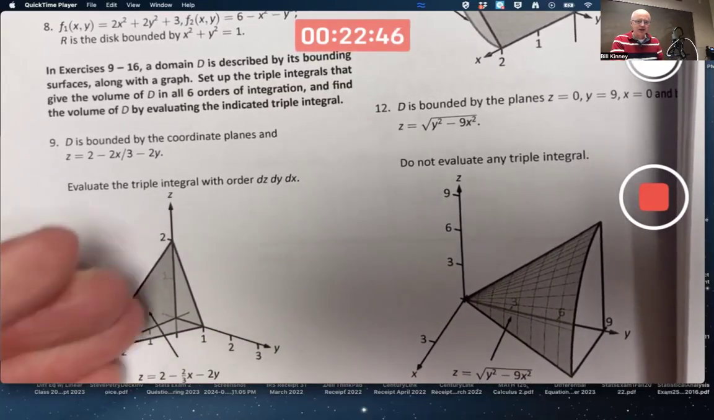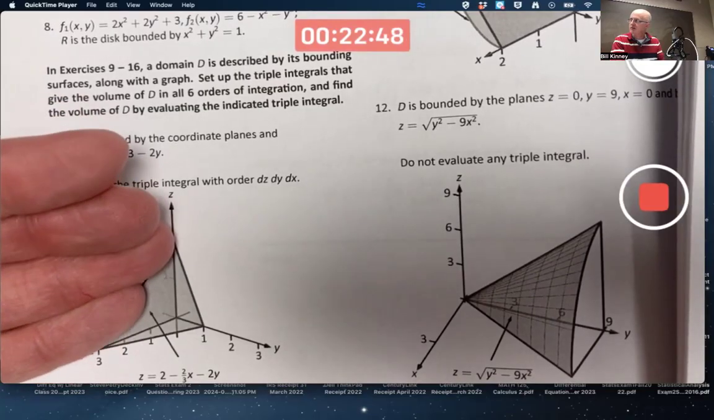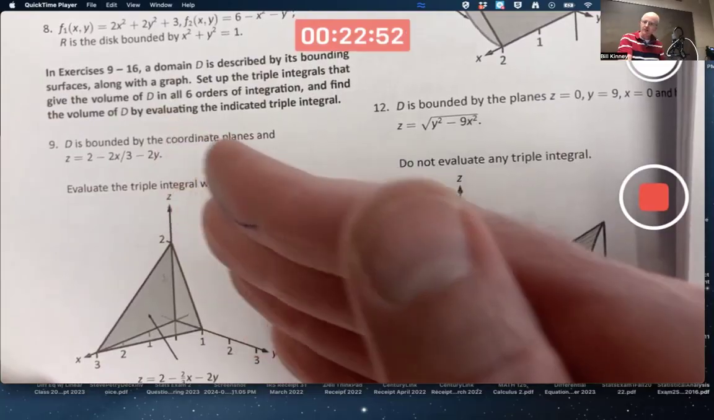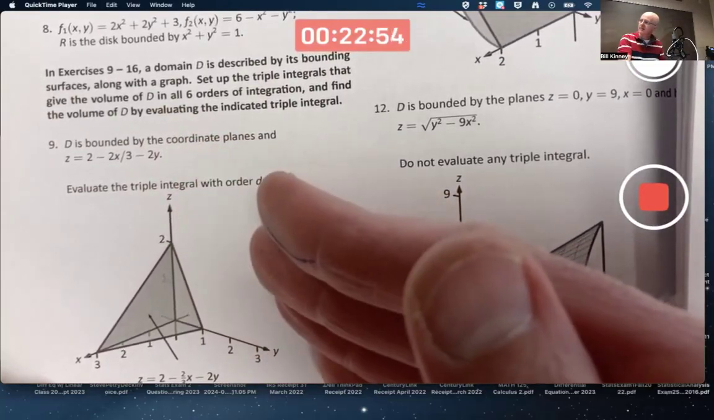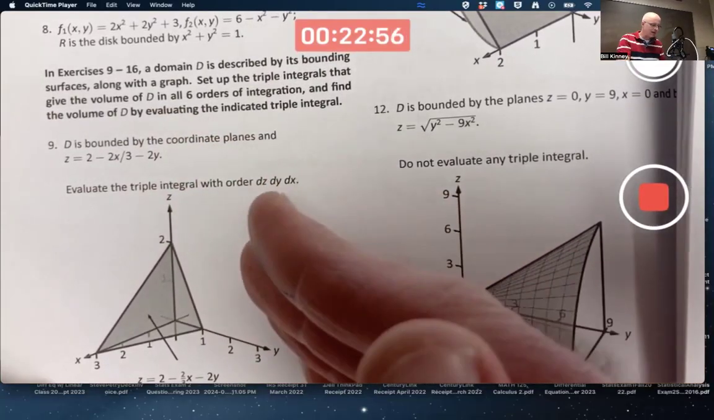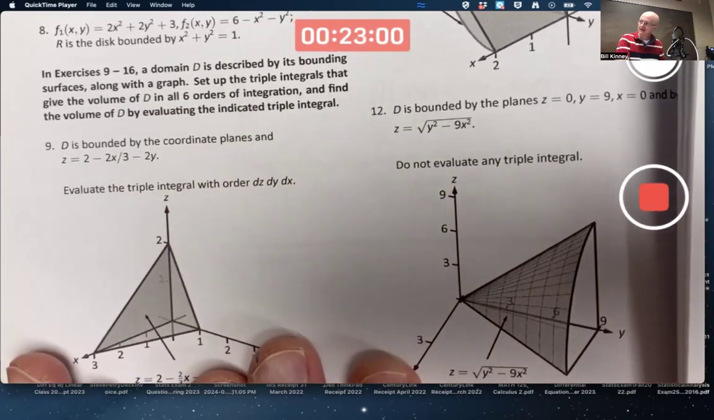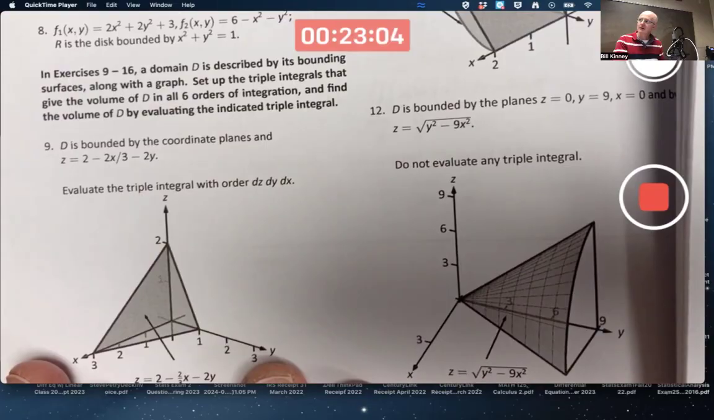The xz plane is effectively the plane of the paper. And the yz plane is coming out of the paper a bit, like this way. So it's bounded by those, and it's also bounded by the graph of that function of x and y, which is a plane, a slanted plane.